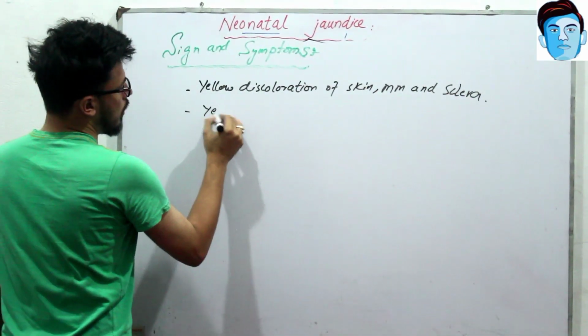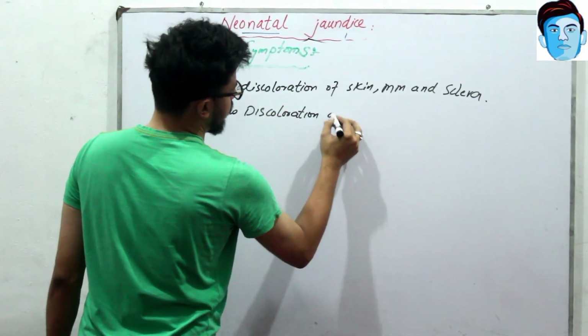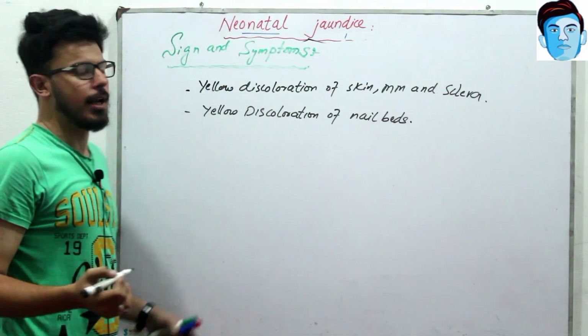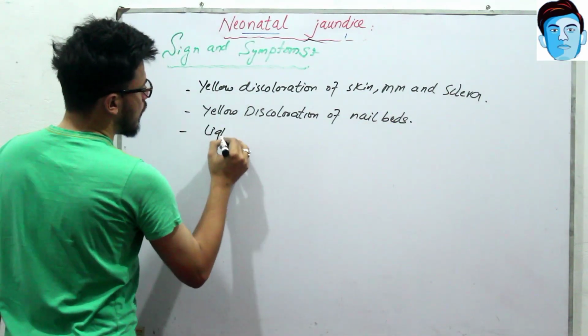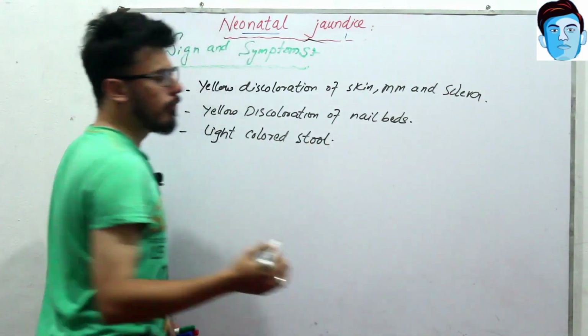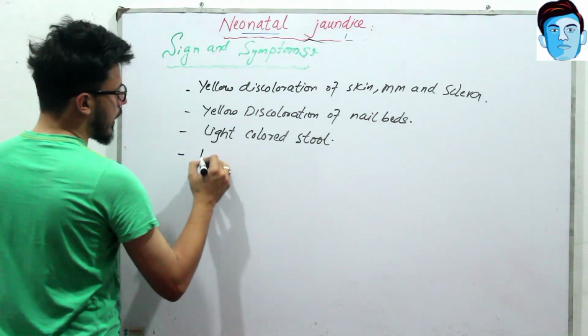There is yellow discoloration of nail beds in the terminal end of the nail. Also there are light color stools. Normally the stool color is yellow or black, but here there are light color stools, and there is poor feeding.